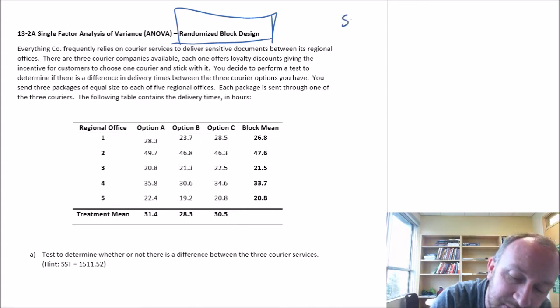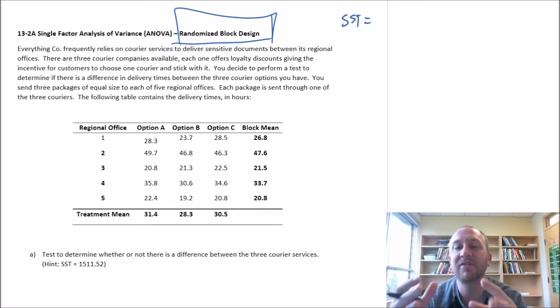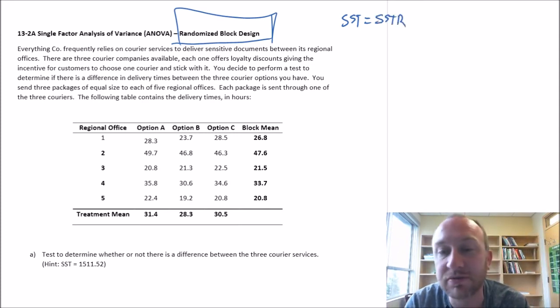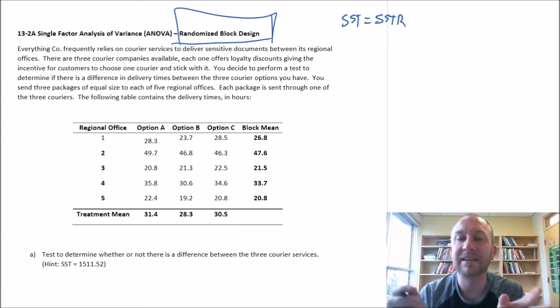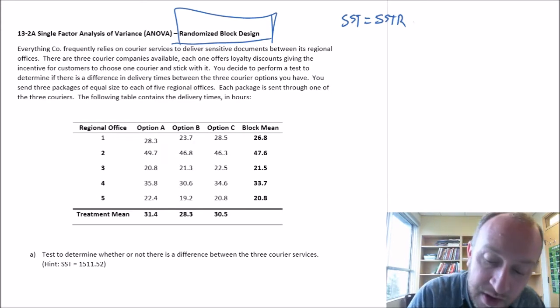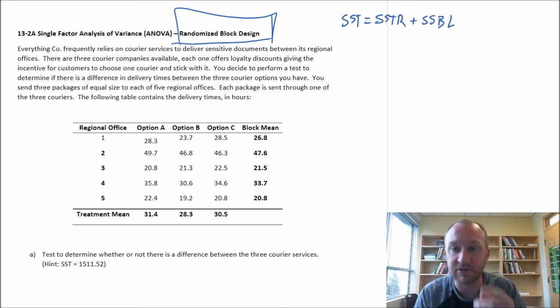We are still going to be doing what we call partitioning the variation within the data set. So we still have sum of squares total, which represents the total magnitude of variation within the data set. We still have sum of squares treatment, which represents the magnitude of the variation in the data set due to differences across treatments. And that is still what we're testing for. We're still testing to see is there a difference across our treatments. But in doing so, we account for this additional source of variation called sum of squares due to blocks.